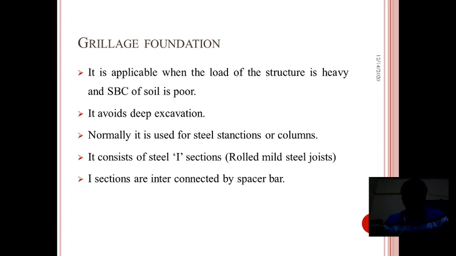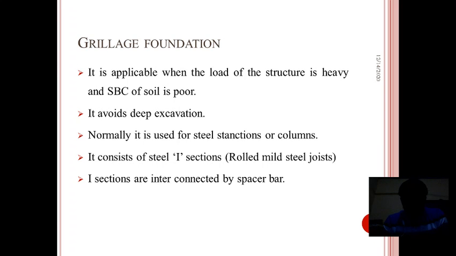So this is another type of foundation in shallow foundation, grillage foundation. It is applicable when the load of the structure is very heavy and the safe bearing capacity of soil is very poor.